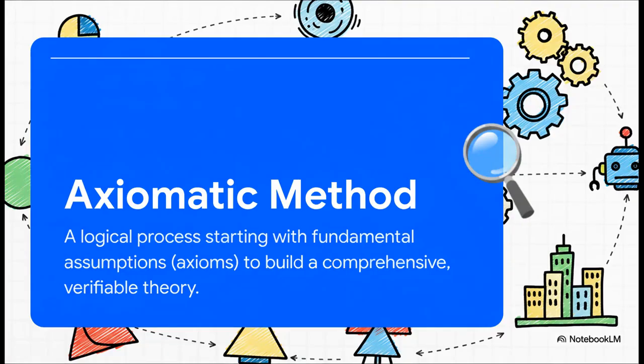And here's the crucial thing. The axiomatic method isn't just some dusty old philosophical idea anymore. It's evolved. Today, it's a really powerful, practical tool. It's used in fields like computer science to build what's called verifiable software, basically code that we can mathematically prove is correct, all because it's built on a solid foundation of rules.